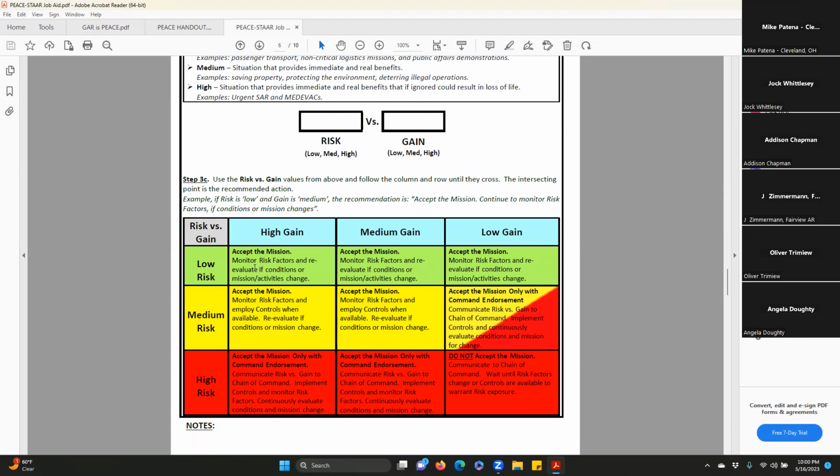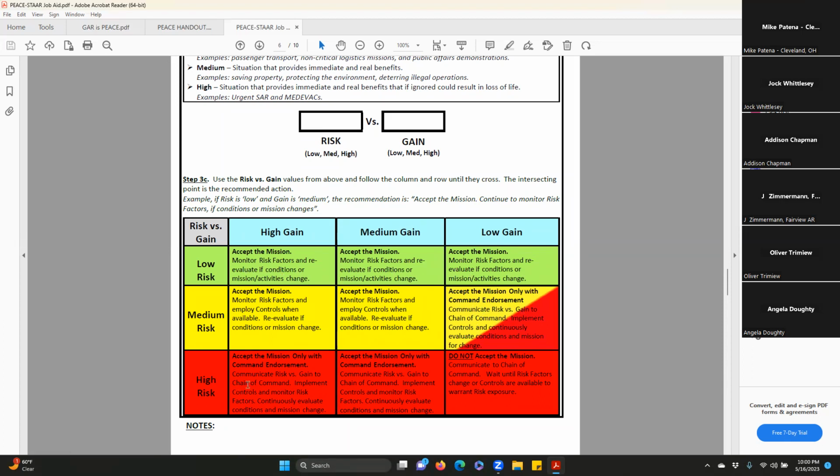So if it's high gain, low risk, you're taking it all day long. Same thing with medium gain and low risk, and same thing with low gain, low risk, right? All day long we're taking this. But when we start getting down here into the yellow, the medium risk, and the high risk, it gets very, very questionable, right? So if it's high gain, you're probably going on that mission as long as everybody's good to go. Medium gain, probably so. But then if you get to the low gain with medium risk, that's where your command has to get involved. It's where that ordering and issuing authority, the OIA, has to get involved and say yes or no.